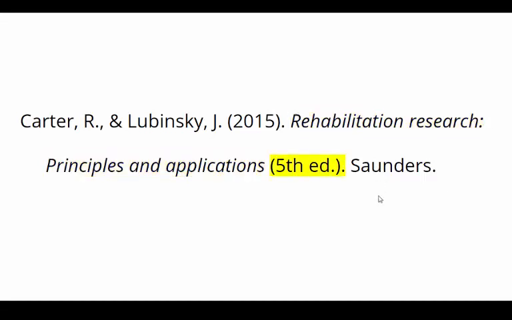If there are multiple editions of a book, you include which edition you used in parentheses right after the book title, and then insert a period after that. If it is the first edition of a book, you leave that information out entirely, and the period goes directly after the book title.